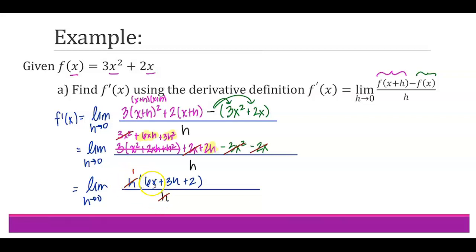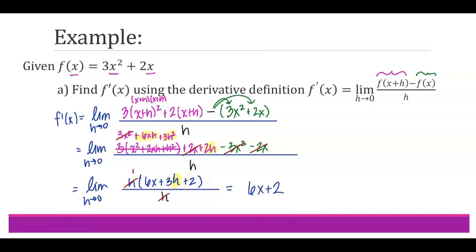They just become 1. And so at this point, if I'm evaluating this limit as h approaches 0, well, that means that if I substitute 0 into this h that's left over there, then all I have left is 6x plus 2. So I end up with 6x plus 2. So again, as h approaches 0, the 3h term is gone, and all I have left is 6x plus 2.